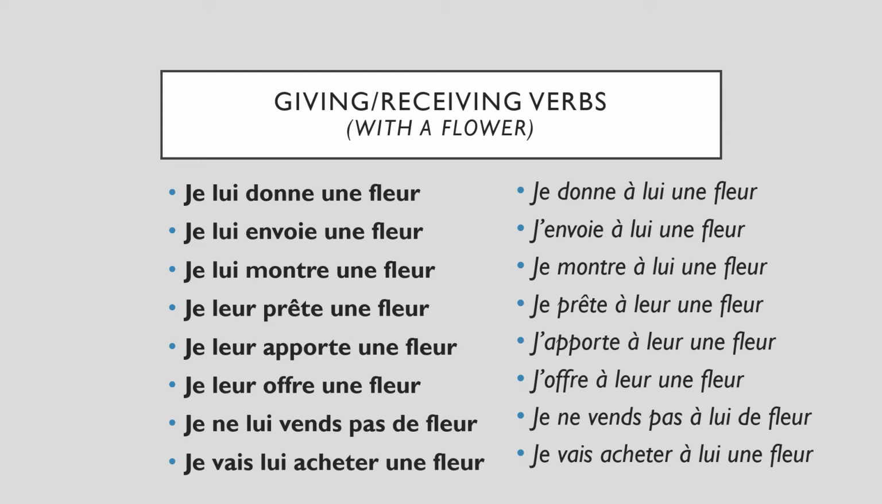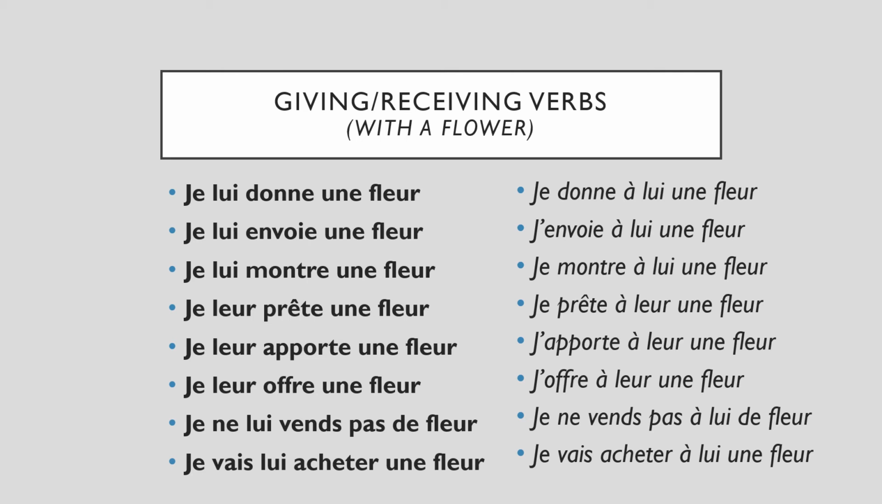So what's being given or what's being received in every single one of these sentences? A flower. There's my direct object. Who's getting the flower? Well, that's my indirect object. You'll notice that in my first ones, I've got my indirect object pronoun in front of the verb as always. In my other sentences in italics, I'm using that à lui. That's a clue to let you know if it's a person, well, that's my indirect object.